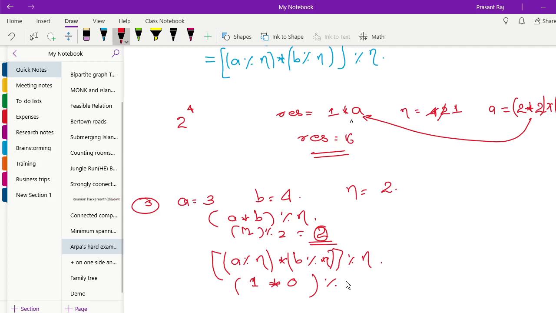The purpose for which it is used is when a and b are very large, the product can exceed a very large number and overflow. So for overflowing purposes, it is used in this way. So let's come to the code.